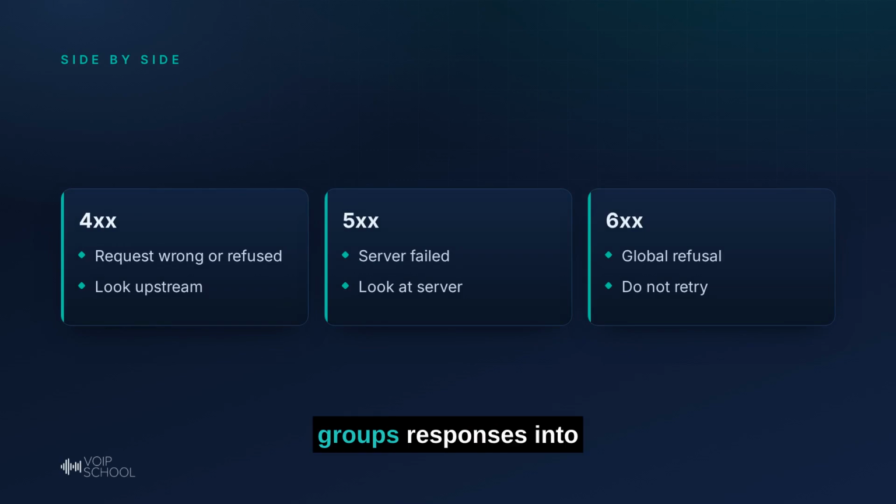RFC 3261 groups responses into 6 classes. The first digit tells you which side owns the failure. A 4XX means the request was wrong or refused. Look upstream at what the originator sent.